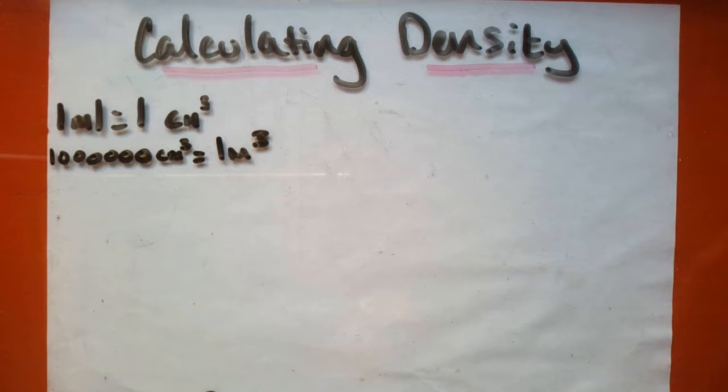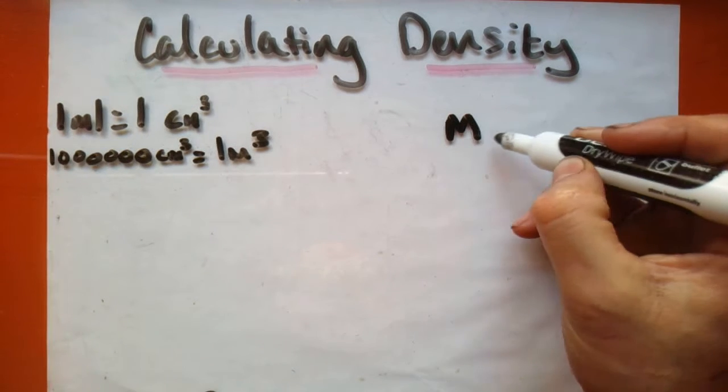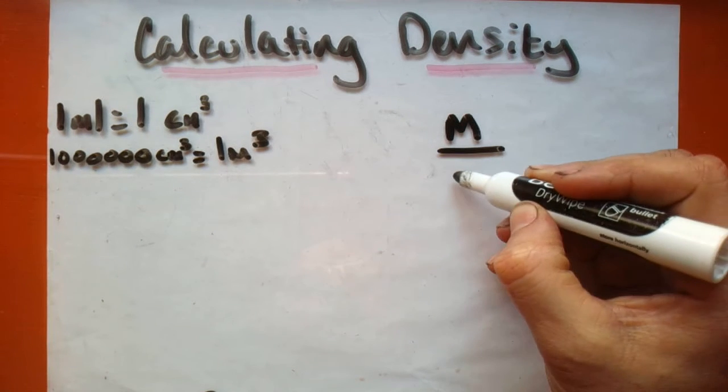Hey guys, so we can calculate density at home using a load of really basic equipment that you can normally find in your kitchen. Well, I could anyway. So first of all, we need to know that the equation for density is mass divided by volume.